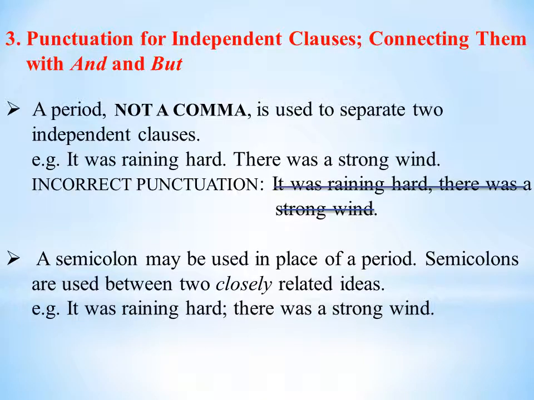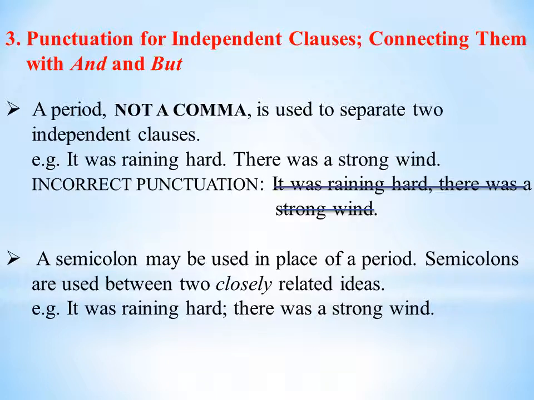Subtitle 3, punctuation for independent clauses, connecting them with and, but. A period, not a comma, is used to separate two independent clauses. Example, it was raining hard, period, the first independent clause. There was a strong wind, the second independent clause. Incorrect punctuation, it was raining hard, comma, there was a strong wind.